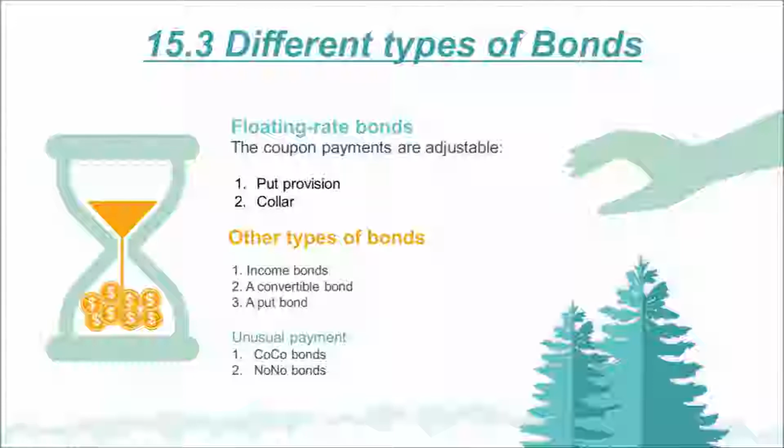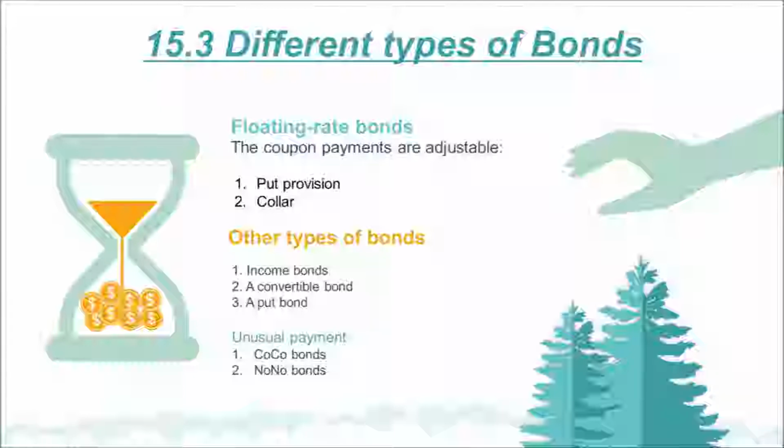First, the holder has the right to redeem his note at par on the coupon payment date after some specified amount of time. That is called a put provision and it is discussed in the following section. Second, the coupon rate has a floor and a ceiling, meaning that the coupon is subject to a minimum and maximum, and in this case, the coupon rate is said to be capped, and the upper and lower rates are sometimes called the collar. We have other types of bonds.